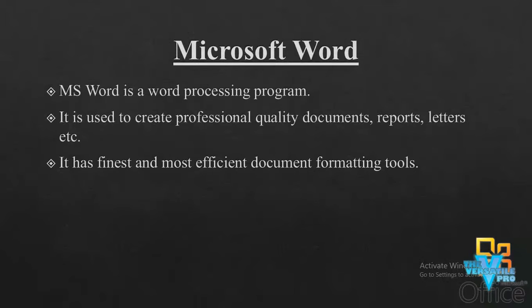What is Microsoft Word? MS Word is a word processing program. It means it is mostly used to create professional quality documents, reports, letters, etc. Every book that you read, and even on websites, whatever you read is mostly formatted in a Word document.